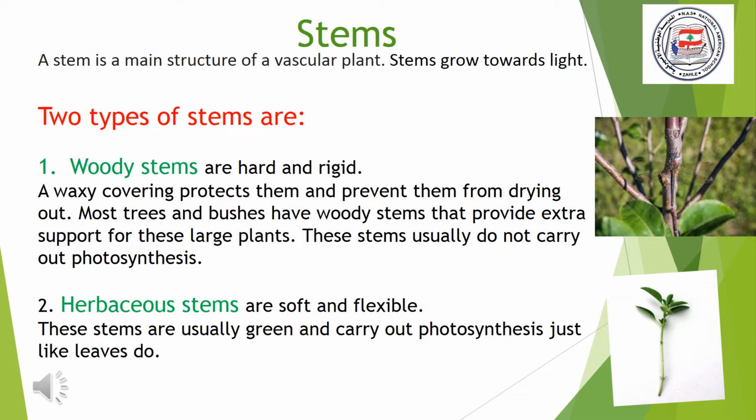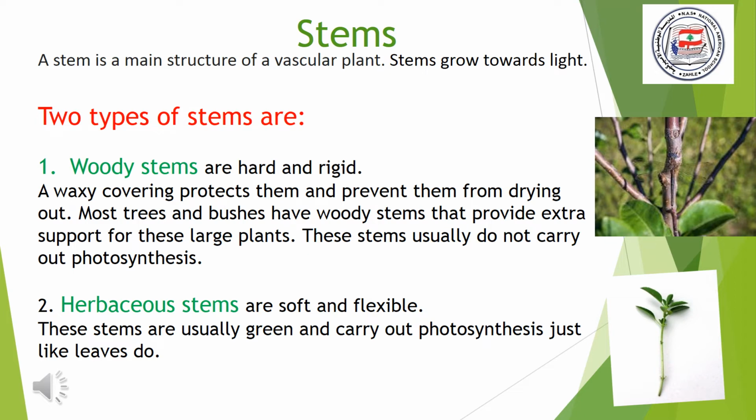The role of stems are to support the leaves, to conduct or transfer water and nutrients to the leaves where they can be converted into sugar by photosynthesis. Let's now talk about the two types of stems. The first type are the woody stems, which are hard and rigid. From its name, woody stems, they are mainly made from wood.